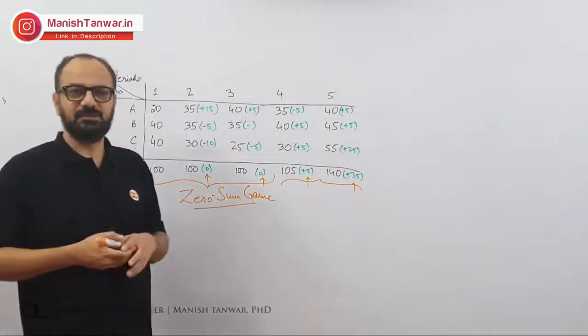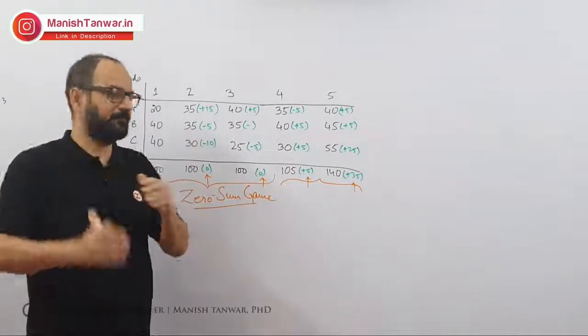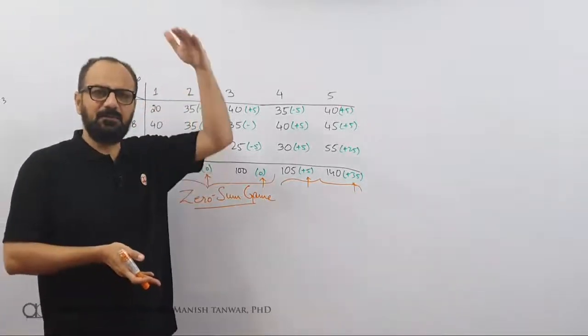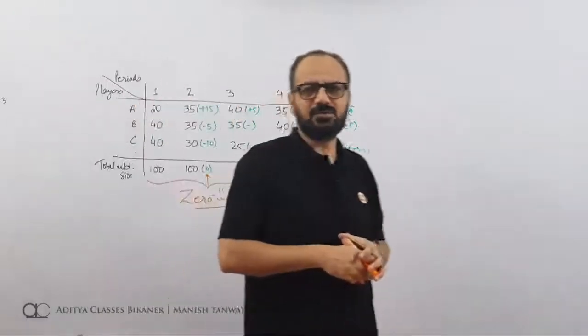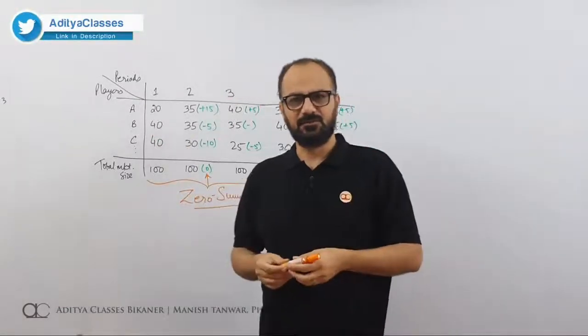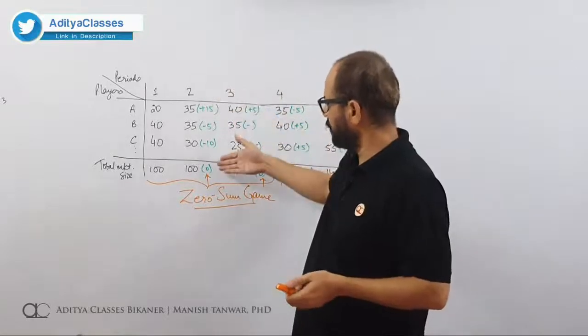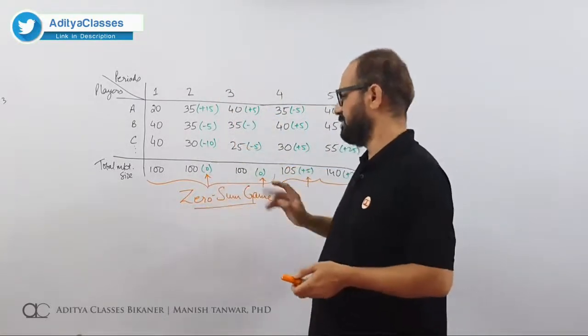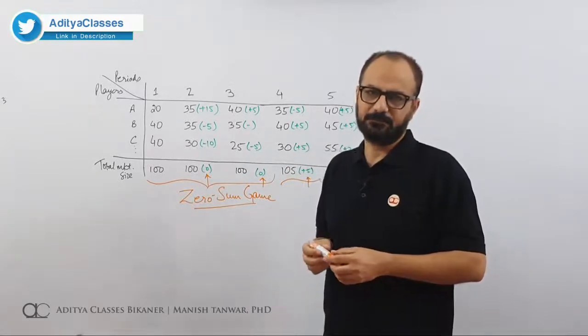Whenever transitions of complete game, wins, losses of all players, if there were 10 players, I would add wins and losses of all 10 players. If there were 200 players, I would add wins and losses of 200 players. And if sum of all those wins and losses is 0, then we say that it is a zero-sum game.